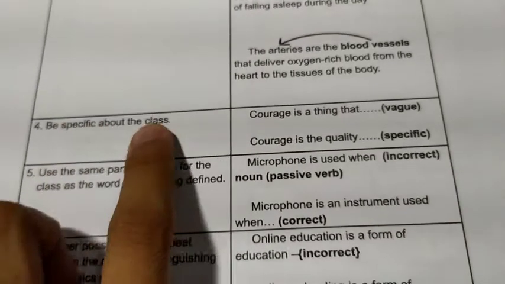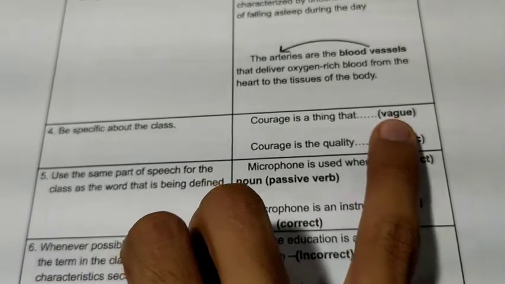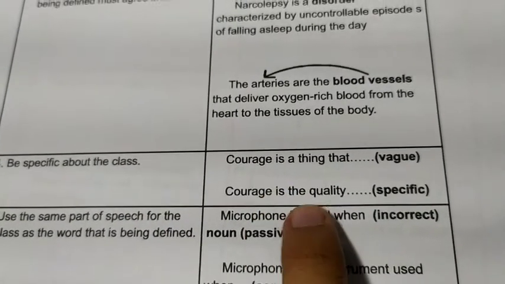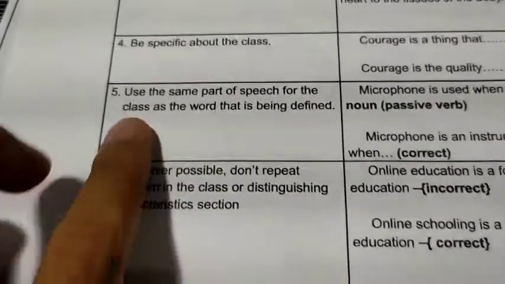Be specific about the class. Courage is a thing, but that is vague or not clear because there are many things on earth. Quality is specific, so we should always be specific or direct.